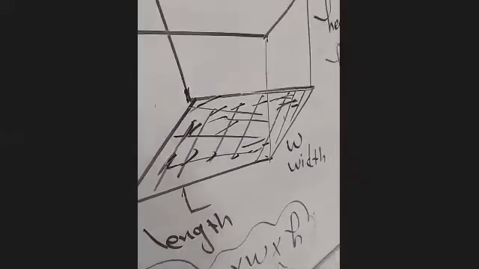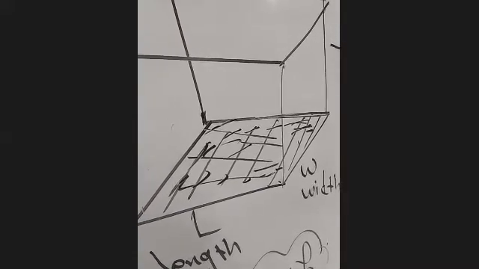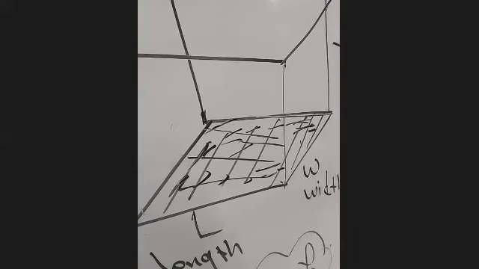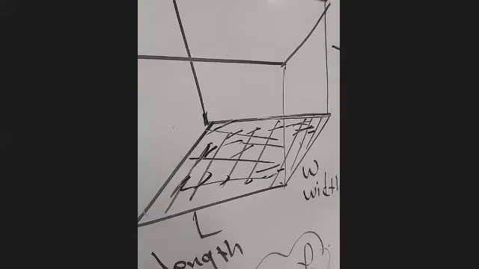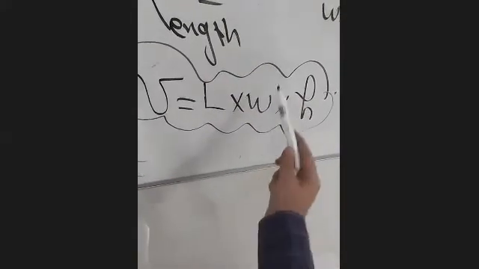A equals BH? No, son, the rectangle with length and width. What do we say? What's its area? Do you know? L multiply W. Yes, length multiply width. Right?